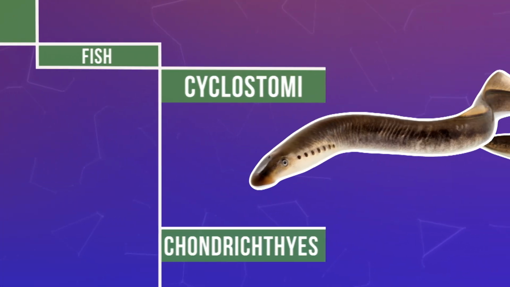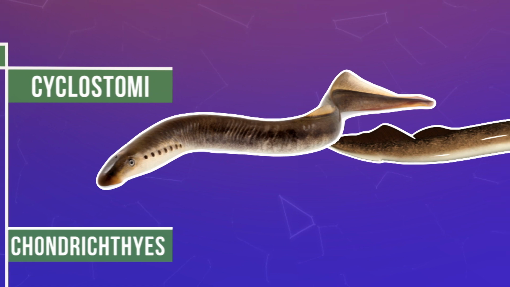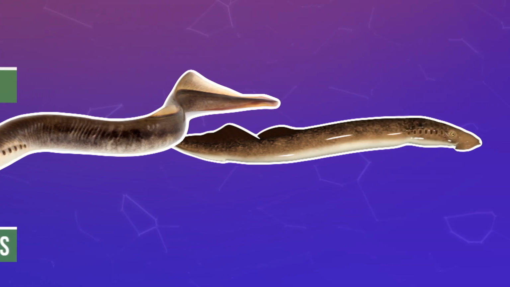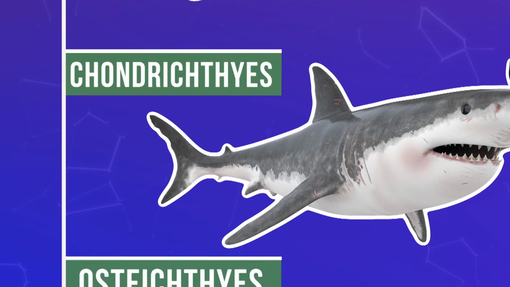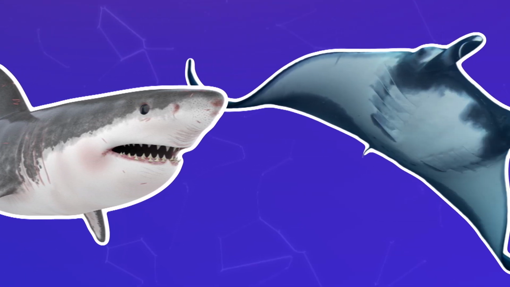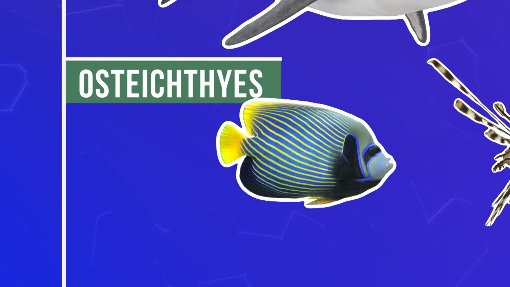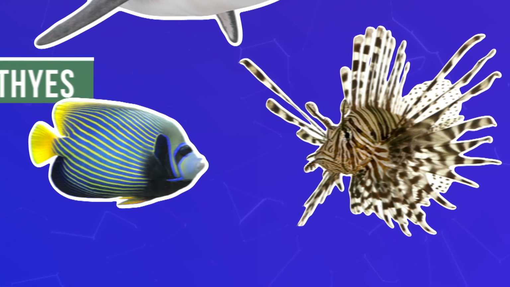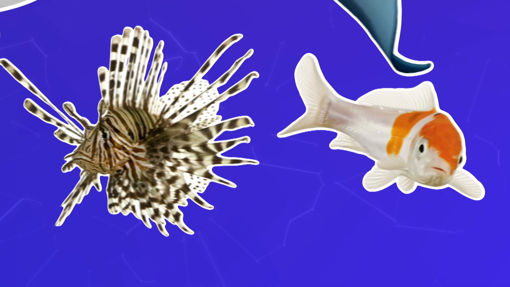Fish are classified into three main classes according to their anatomy. Cyclostomy are jawless fish like lampreys and hagfish. Chondrichthyes are fish that have skeletons made of cartilage like sharks and rays. And last, but not least, osteichthyes account for the remaining fish, which all have skeletons made from bone.